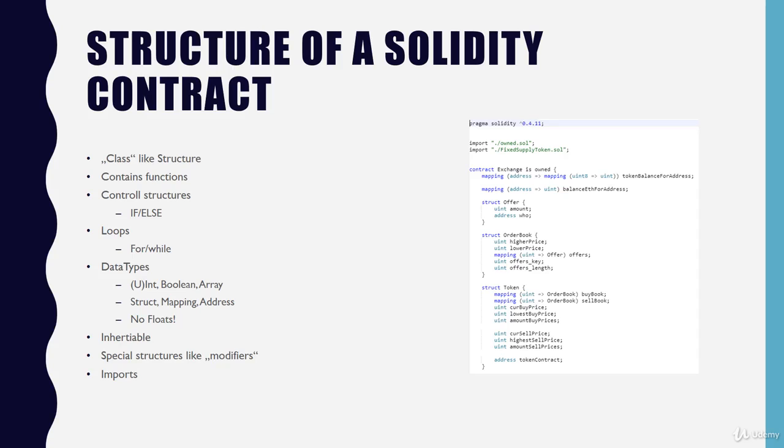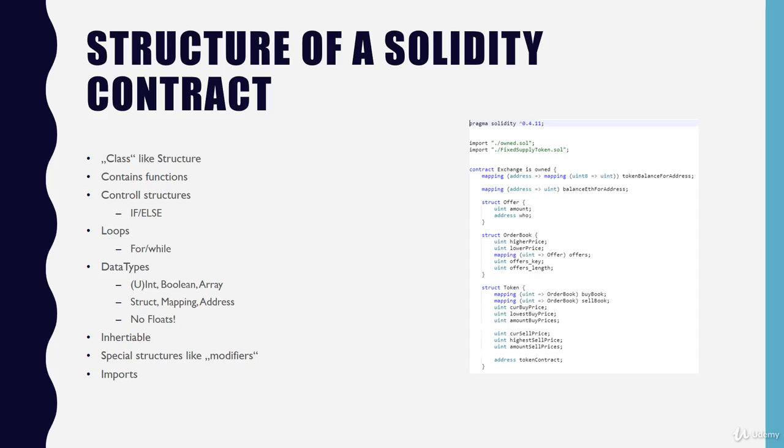Then the contract itself can contain functions. It can contain control structures like if, else, and so on. It can contain loops like for, while. It can have different data types. There are unsigned or signed integers, booleans, arrays, structs, mappings, addresses, and many more. Good to know is the current version of Solidity does not support floats. It may come in future versions, but right now floats are not supported.